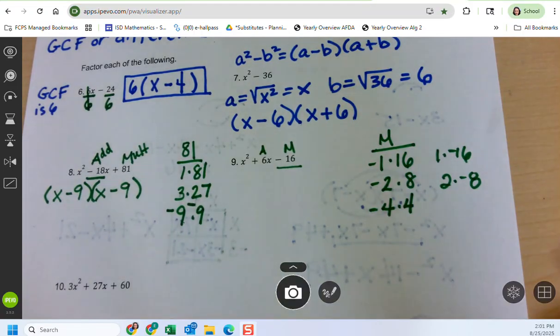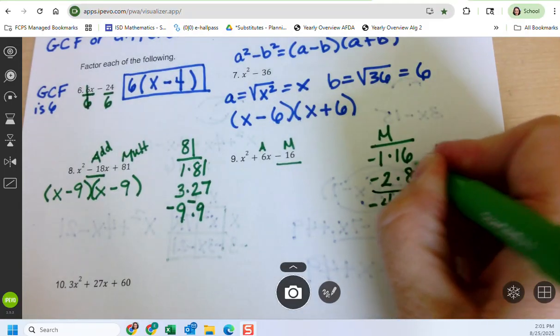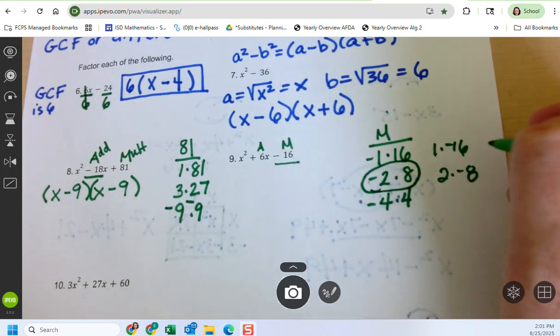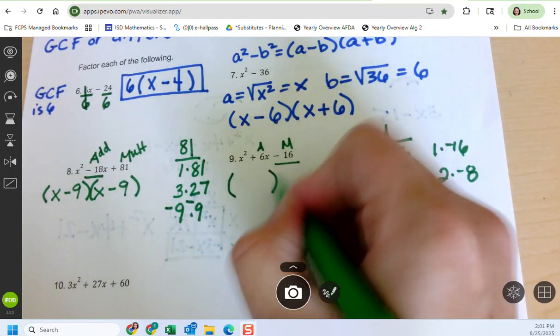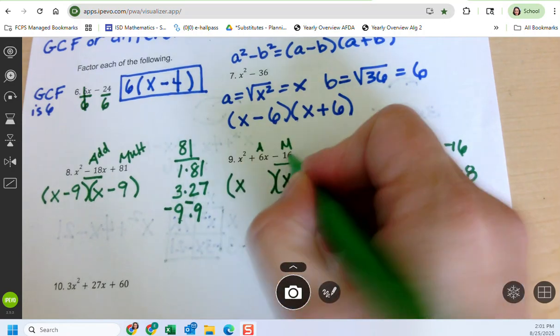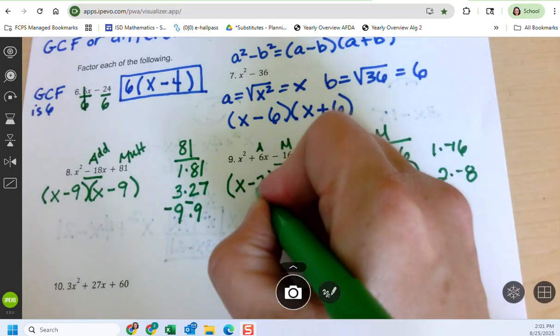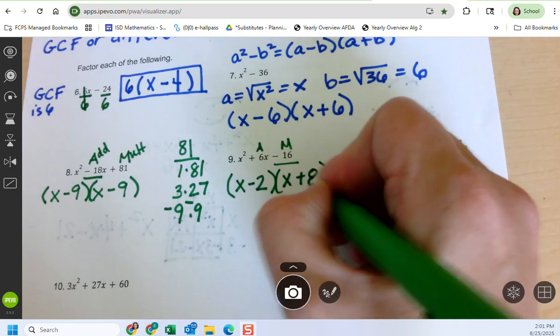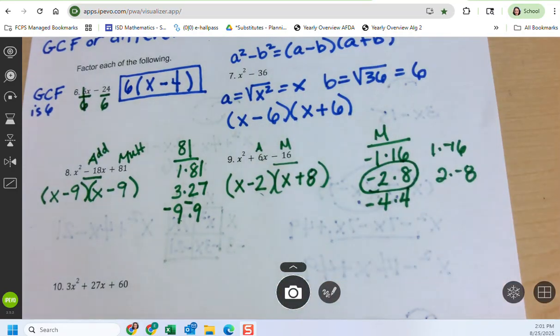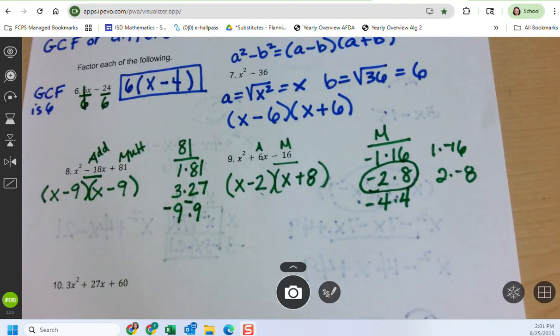I saw a lot of you realize that this is the pair of numbers that adds to 6. Negative 2 plus 8 is 6. So then when you set up your factor pairs, x squared comes from the x times the x. Negative 16 comes from the minus 2 and the plus 8. And the 6x comes from the two middle terms combined. What questions do you have on 9?